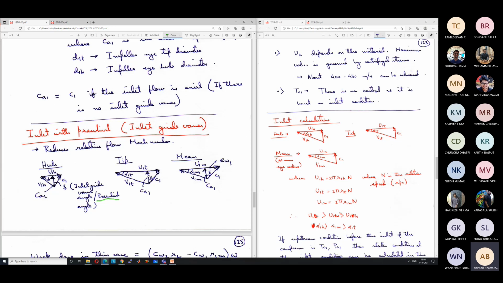What is the drawback of inlet guide vane? Can anyone say? Just looking at this diagram. If this is always beneficial, obviously we will always use it. Then there must be some drawback also. We are not always using it. And this drawback, from a thermodynamics point of view only, we can calculate. What is the drawback? It is not related to manufacturing or anything else.